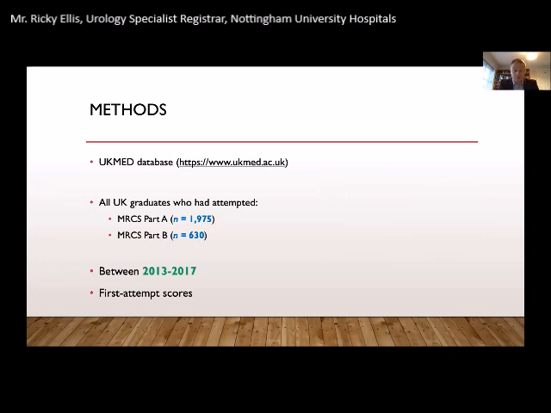So what did we do? We looked at all UK graduates who attempted the MRCS between 2013 and 2017. That was over 1,900 graduates. We compared information in the newly created MRCS database with information collected in the UK Medical Education Database. And we looked at first attempt performance. First attempt scores have been found to be the most predictive factor in later success in postgraduate examinations.